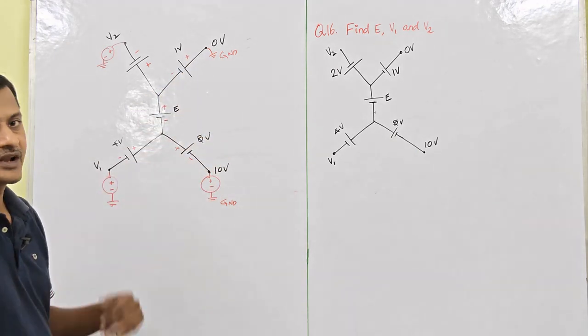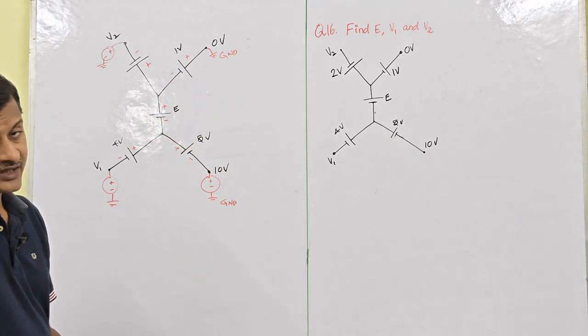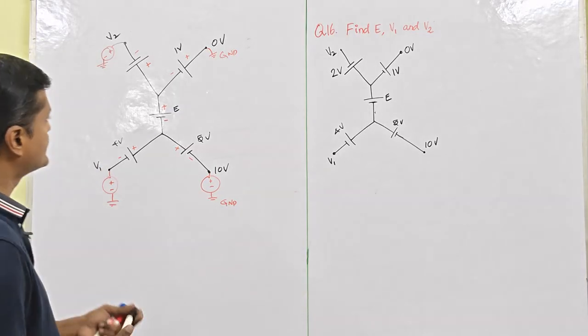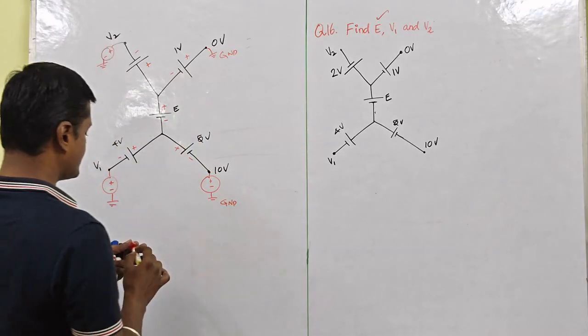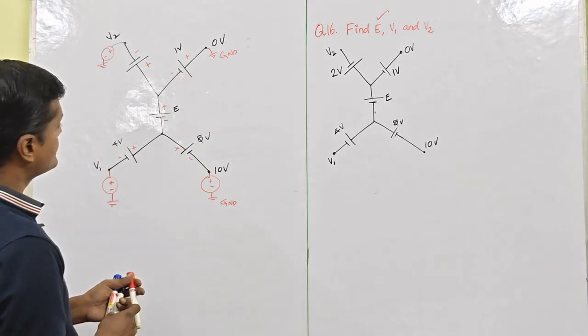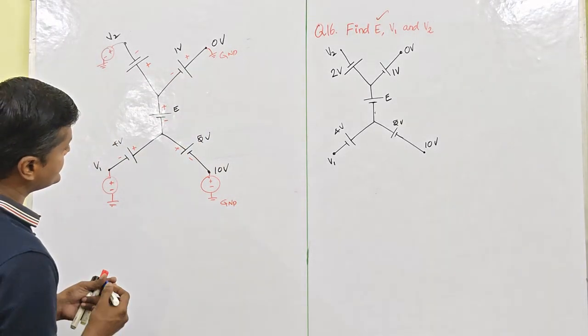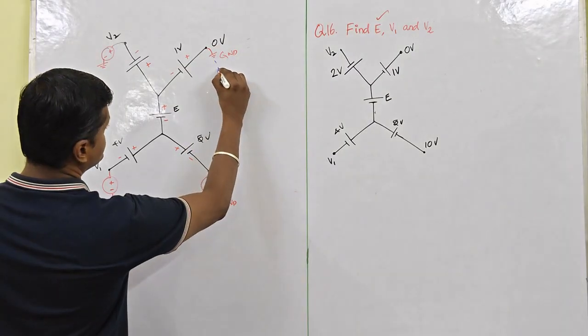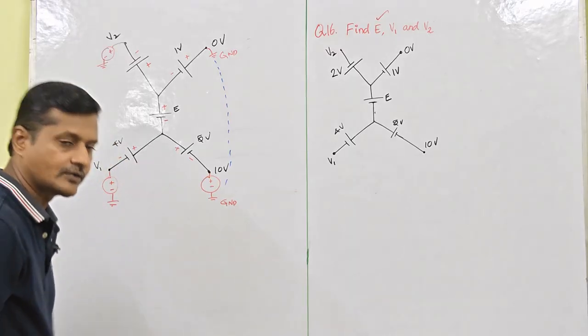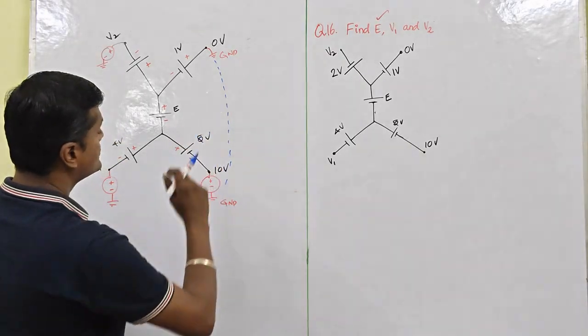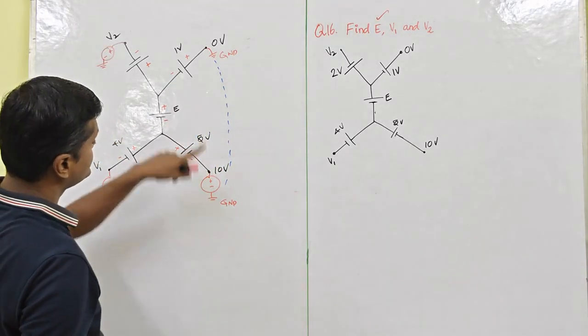So இப்போ we are applying Kirchhoff's voltage law to find the value, right? So first we have to find the value of E. E oda value find பண்ணனும். This is the closed loop. Right? This is ground. So it is a closed loop. So just now we find E.